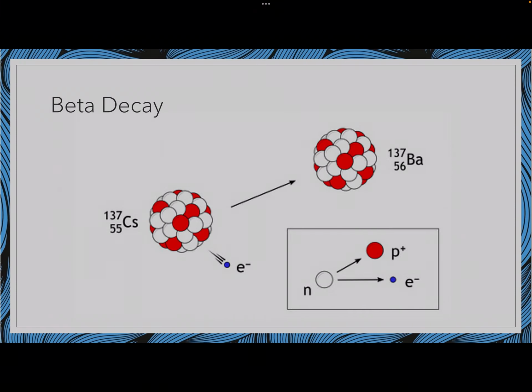So here's an example here. Cesium-137 undergoes a beta decay, ejects that electron, a neutron becomes a proton, and we end up with barium-137. If you have a look on the periodic table, it's in the 6th period, group 1 and 2, so it goes from an atomic number of 55 up to 56.